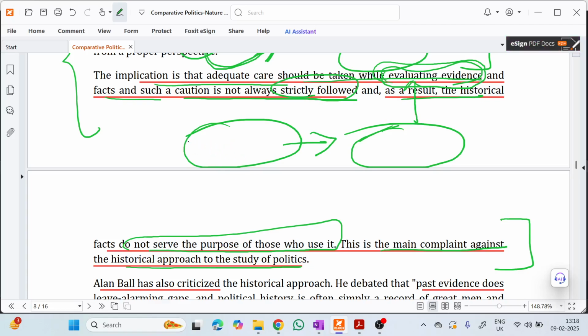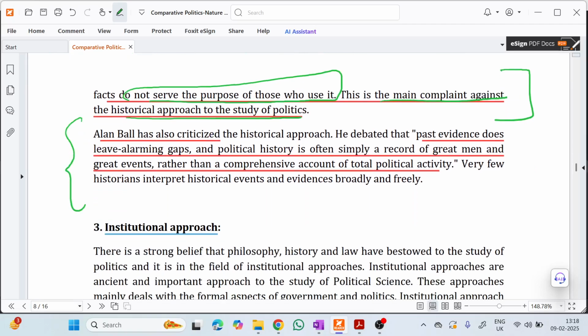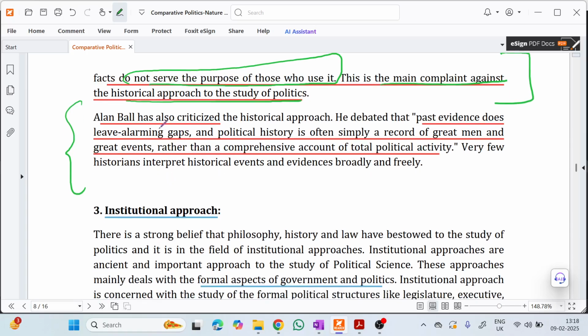And then what we finally see as historical evidence is not what happened, but the personal interpretation of what has occurred. So this is the main complaint because of which the historical approach cannot be relied upon. Alan Ball has also criticized the historical approach by arguing that past evidence does leave alarming gaps, and political history is often simply a record of great men and great events rather than a comprehensive account of political activity.